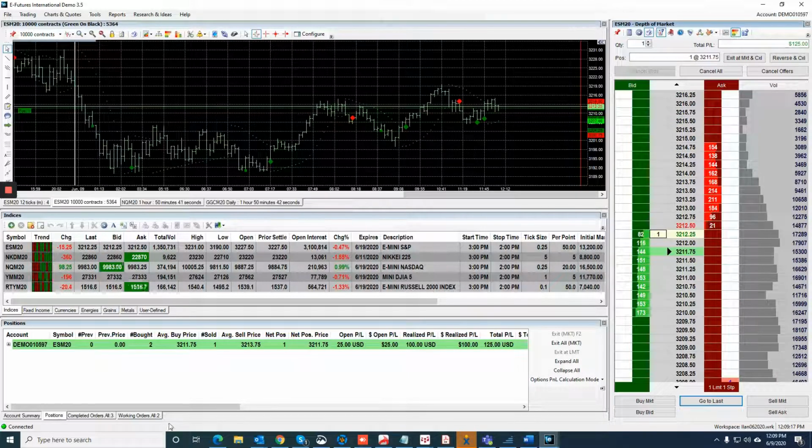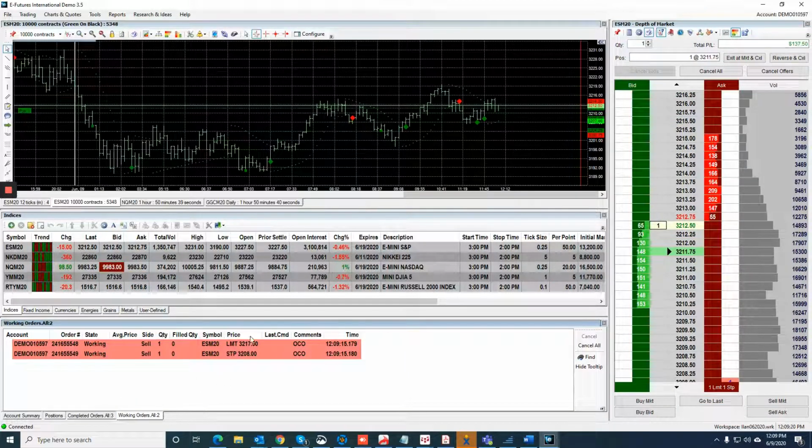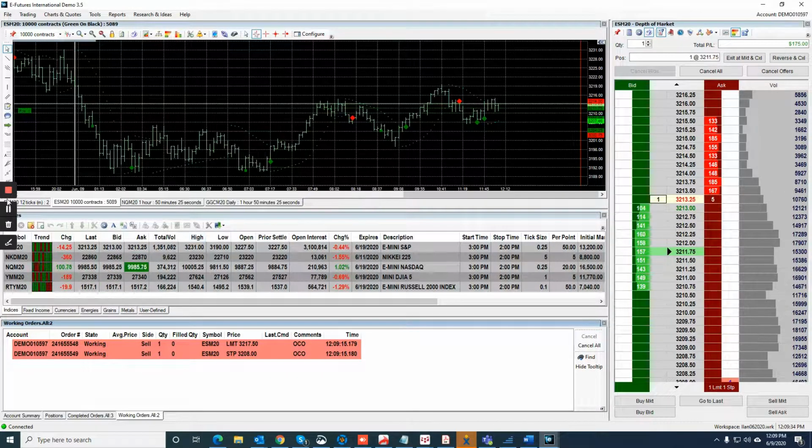Now I have a working order, which is OCO, meaning the orders are related. Stop at 08, limit at 17.5. Whichever one gets filled, the other one will cancel. And that will be it for now, and we'll put another update shortly.